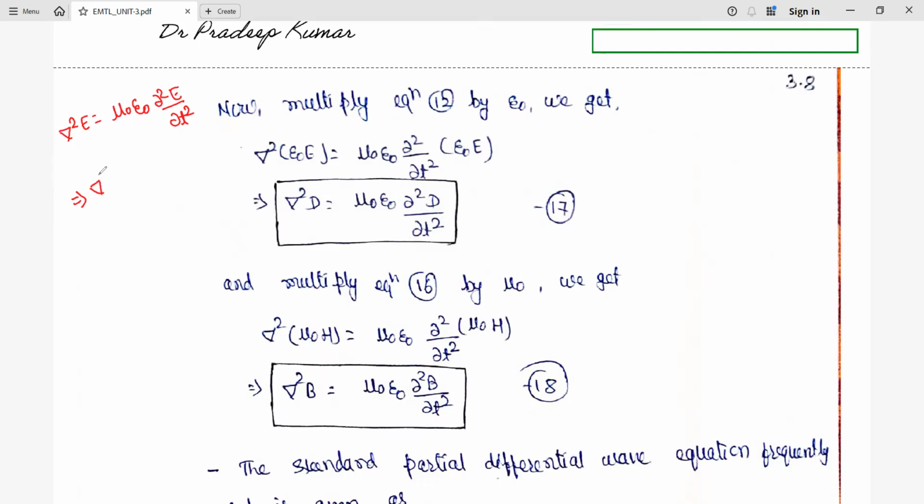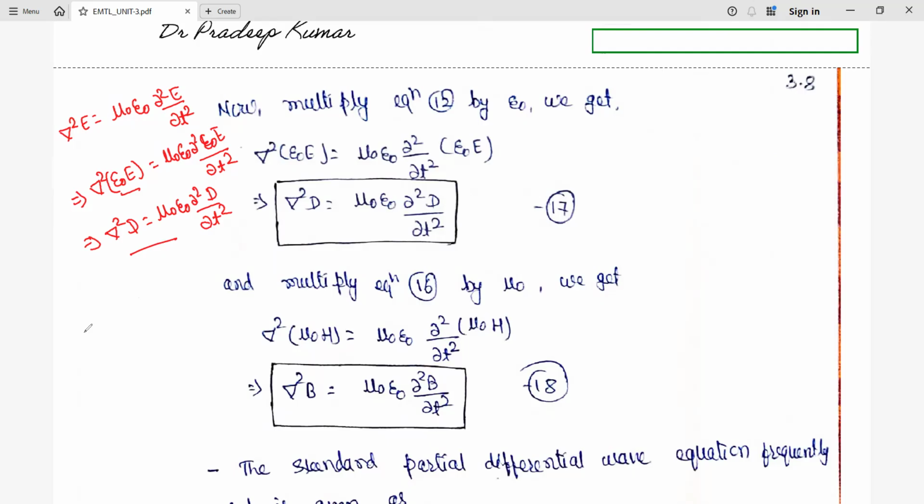So here we are going to multiply LHS and RHS by epsilon naught. So here we have del square into epsilon naught into E, and finally here we have mu naught epsilon naught. One more epsilon naught is multiplied, so that will come inside. So del dou square epsilon naught E by dou T square. So finally this epsilon naught into E is what? Electric flux density. So del square D equal to mu naught epsilon naught dou square D by dou T square. So this is the expression in case of electric flux density.